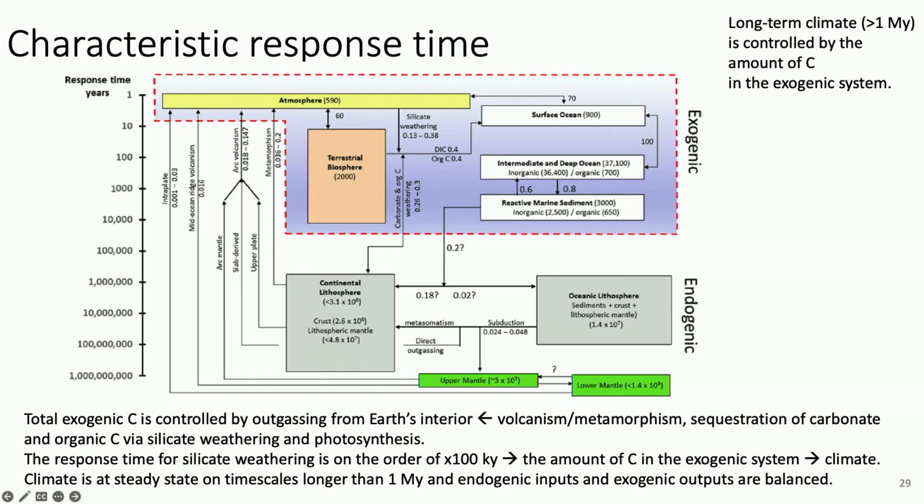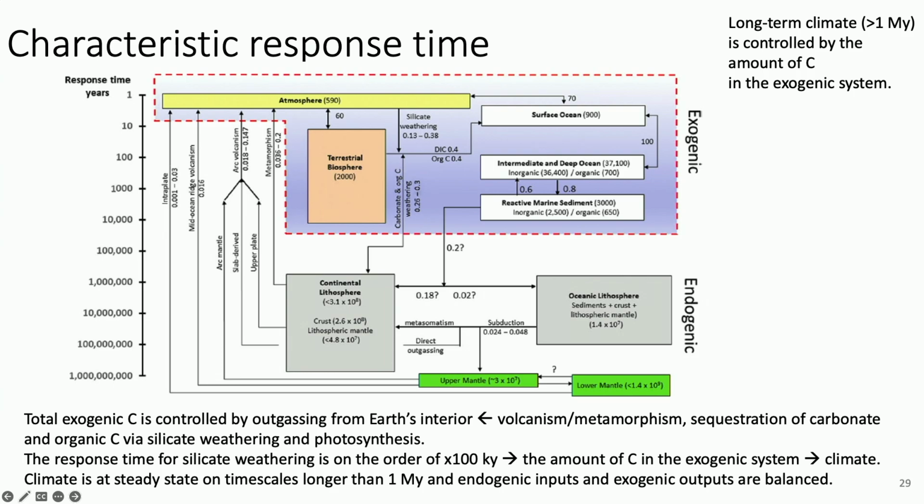This exogenic carbon is also controlled by the outgassing of the Earth's interior, by the volcanism, the metamorphism, and the sequestration of carbon and organic carbon through silicate weathering and photosynthesis. The response time for the silicate weathering is on the order of a couple of hundred thousand years, meaning that it controls the amount of carbon in the exogenic cycle, which controls the climate. So we have a very strong feedback from the interior of the Earth, and in particular the weathering, to control the climate over the long time scale.